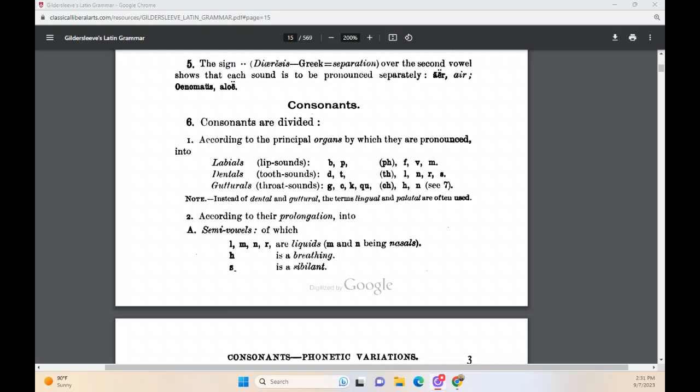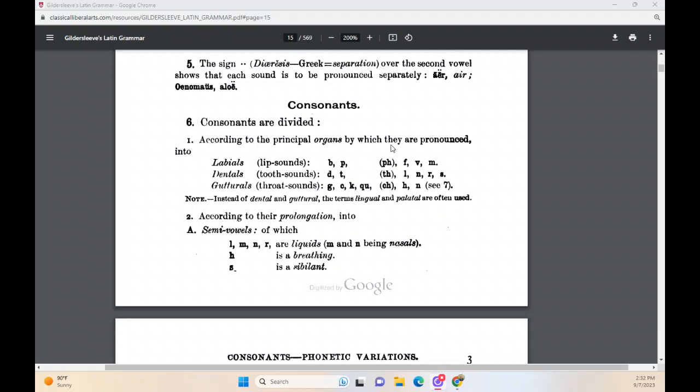And so when we look at the letters, we divide them into vowels and consonants, and then when we look at the consonants, we can ask, how can these consonant sounds, or consonant letters even, be divided? What characteristics do they have that help us to understand them better? And we find that consonants can be divided in two ways. First, as you see here in Article 6, we can divide consonants according to the principal organs by which they are pronounced. Notice it says principal. That means main.